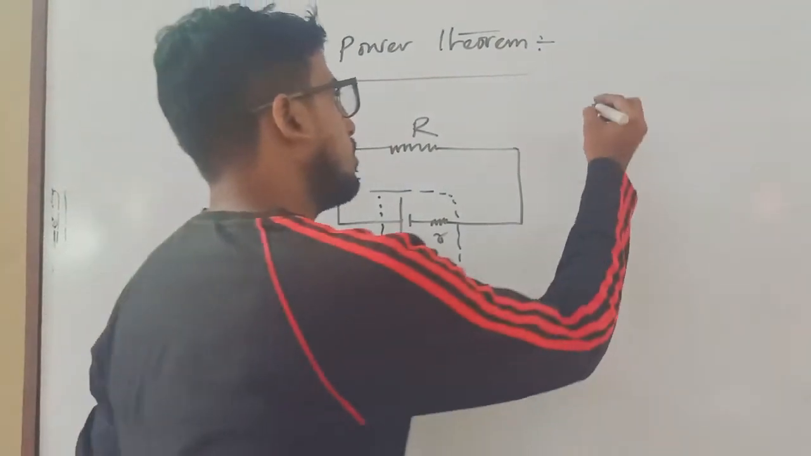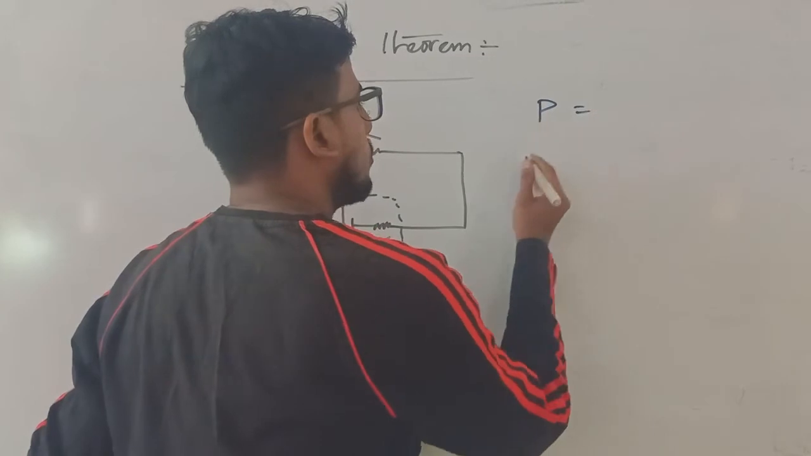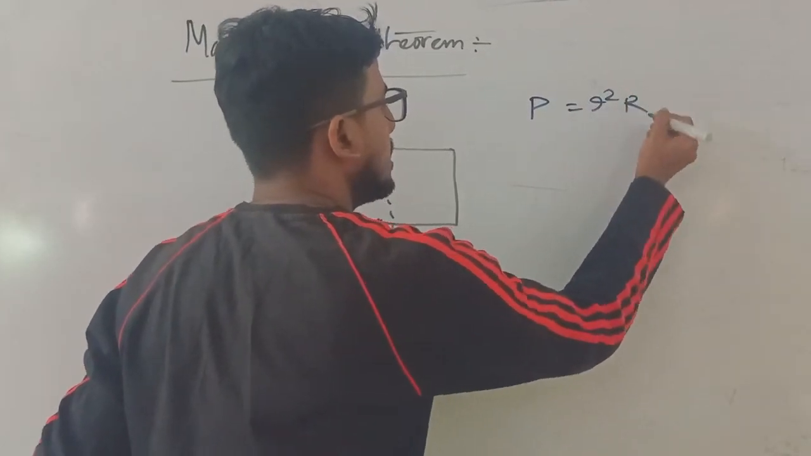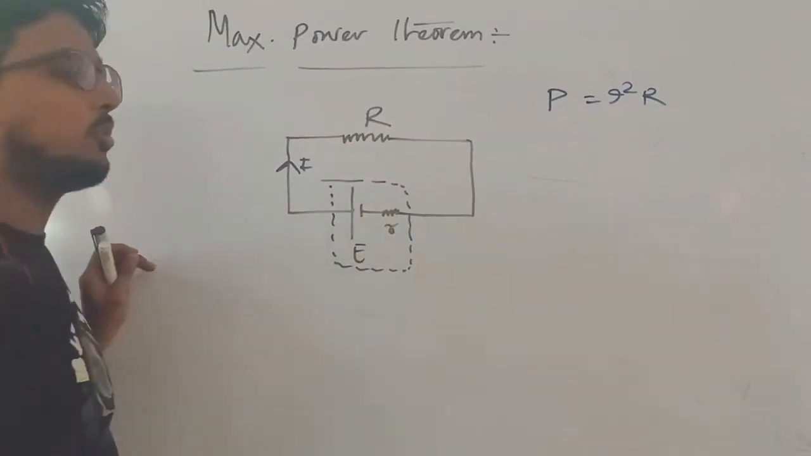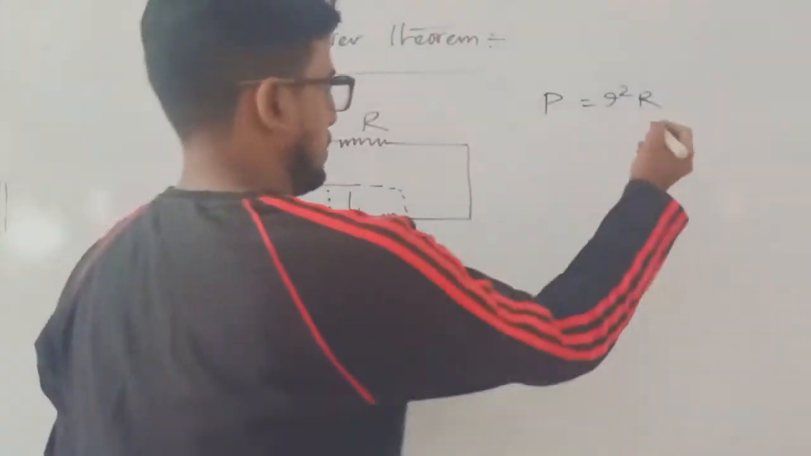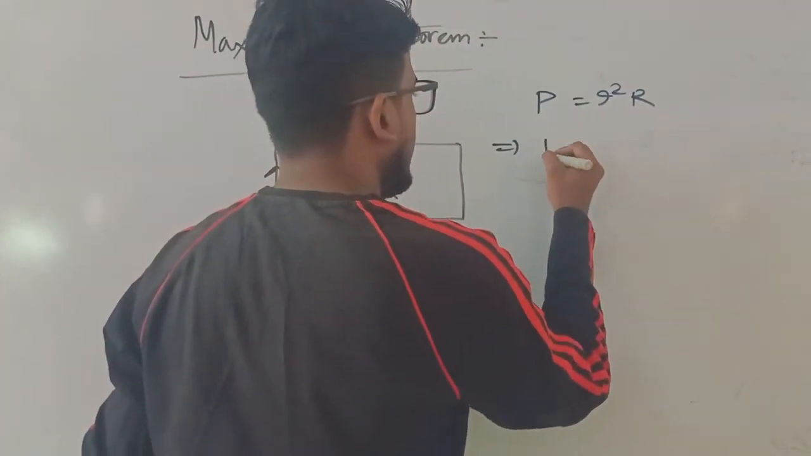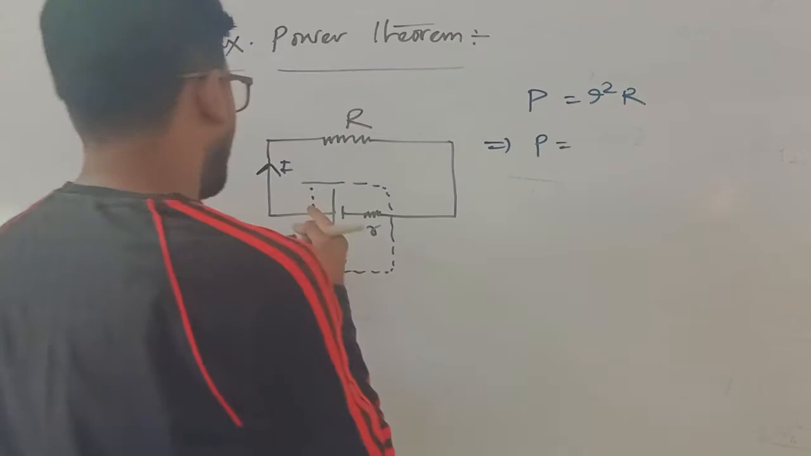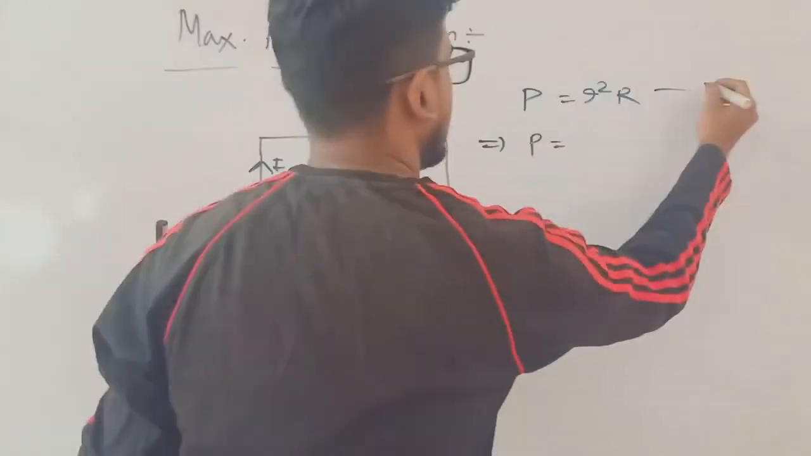So for power calculation, we know we have to use which formula? I squared R, as here I remains constant for both the resistors. So here we can write P equal to I squared R. Here I will be how much? Let this be equation 1.